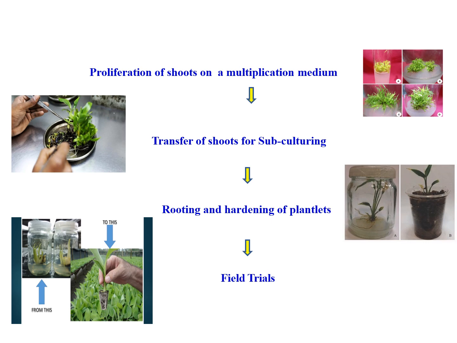The next one is proliferation of the shoot on a multiplication medium. So we have to standardize the hormones for initiation, multiplication, or elongation of the shoots in different ratios of the hormones. The transfer of the shoots for subculture is to be followed for getting a large number of plants or better growth of the individual clone.